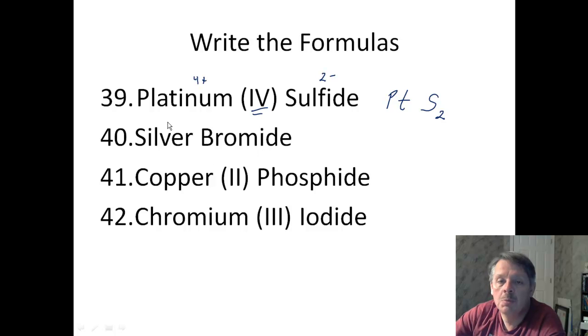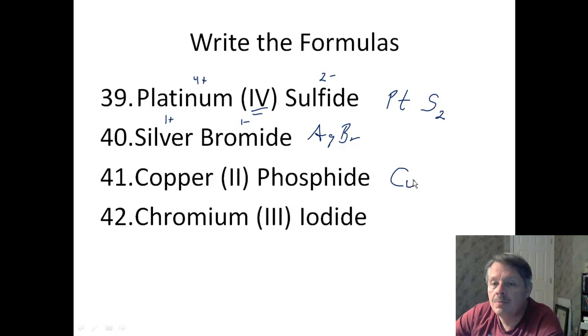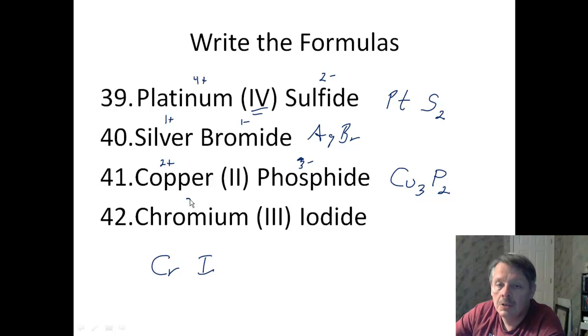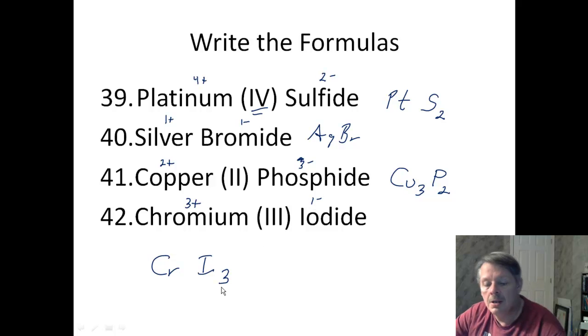How about silver bromide? Well, silver takes on a 1+, bromine takes on a 1-, so that's AgBr, and I don't need any subscripts. Copper phosphide, Cu, phosphide is P, copper is a 2+, phosphide's a 3-, it's on our periodic table, remember that, 3-. So I crisscross them and I get Cu3P2. How about chromium 3 iodide? Chromium is Cr, iodine is I, chromium is a 3+, iodine's a 1-, I crisscross them and I get CrI3.